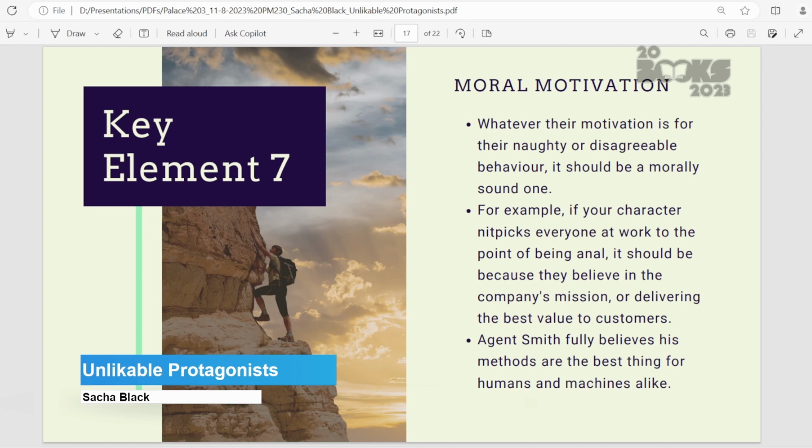You really have to iron out those justifications, and even if the protagonist is lying to themselves, they have to believe it, because if they believe it, the reader will believe it. And we as readers are obviously intelligent enough to know that the character's lying to themselves.